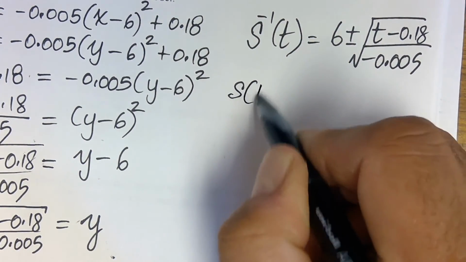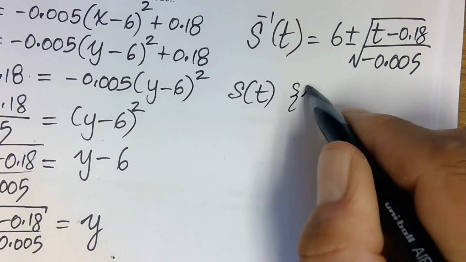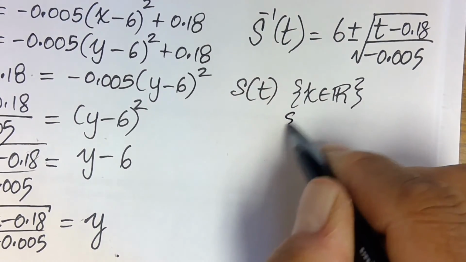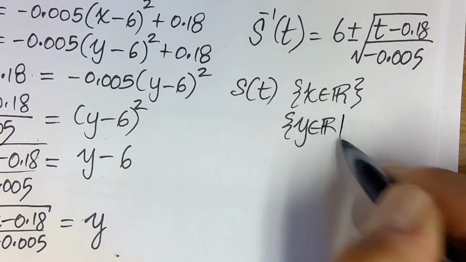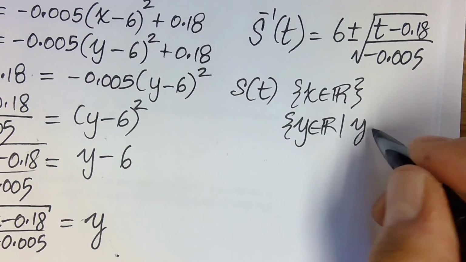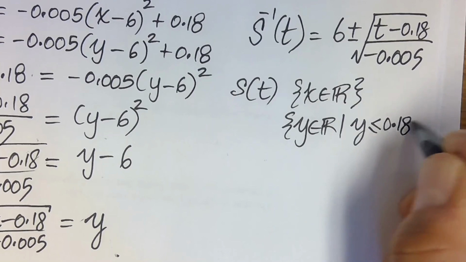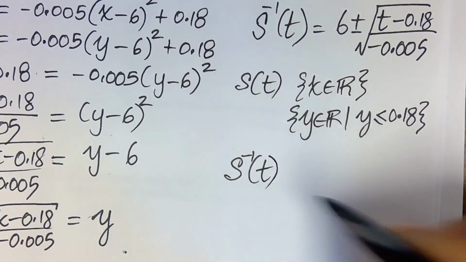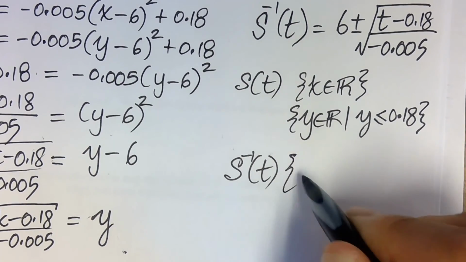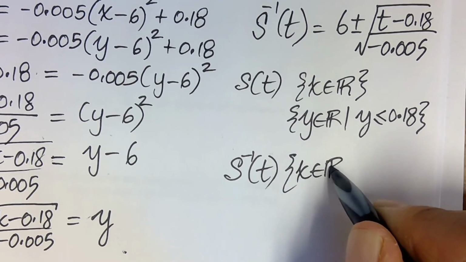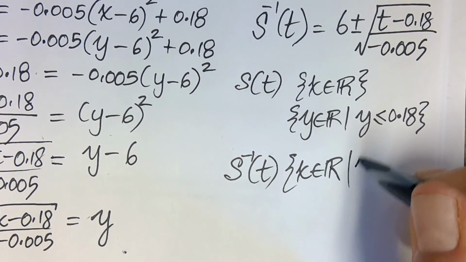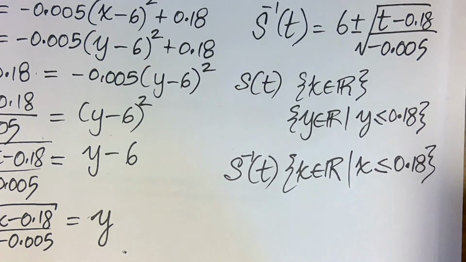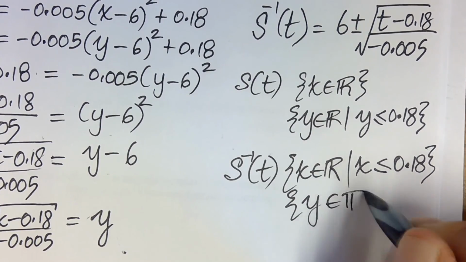So we have S of t, the original. The domain is x is an element of R. The range is y is an element of R such that y is, it's opening down, less than or equal to 0.18. For the inverse relation, the domain is x is an element of R such that x is less than or equal to 0.18, and the range is y is an element of R.